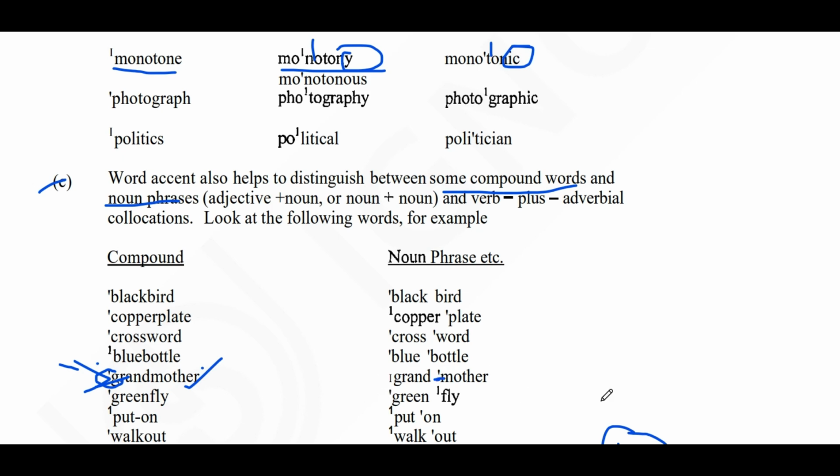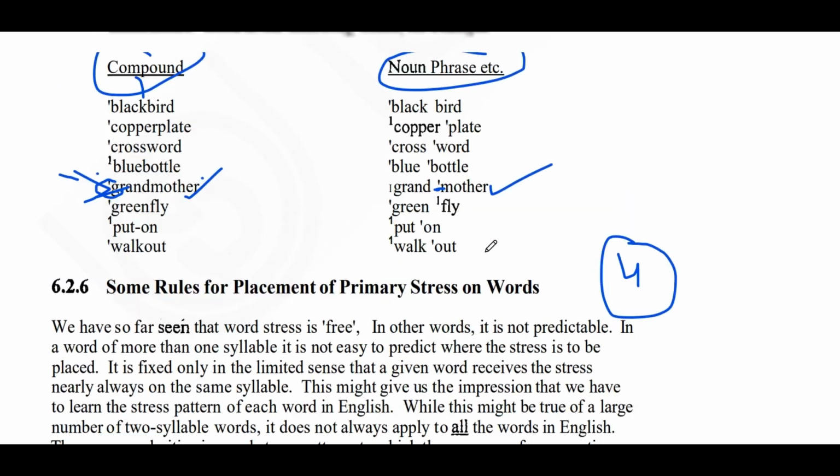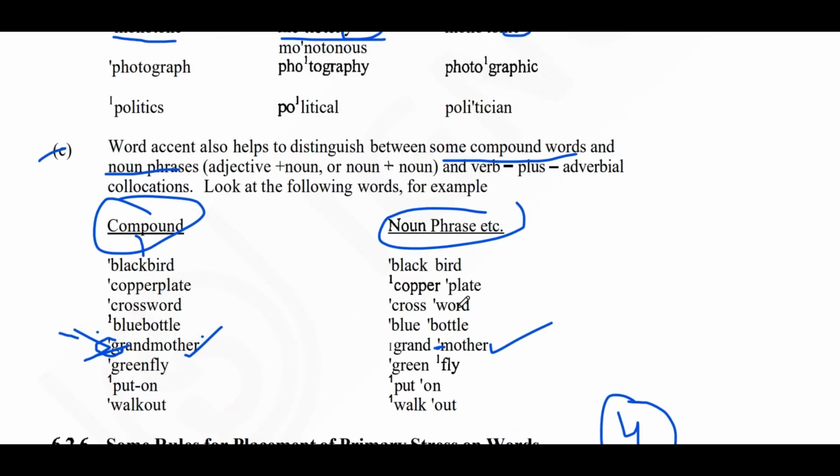So the first is a compound. A compound is when we add two different words to make a new word that means something entirely different. We are going to learn more like this in the coming units. And this other one is a noun phrase. You can read more examples here. These are the three uses of stress in the English language.